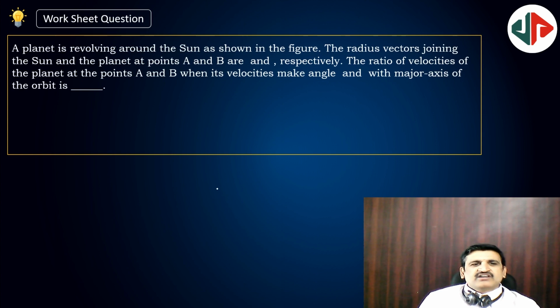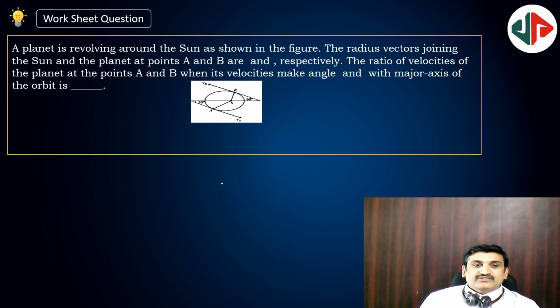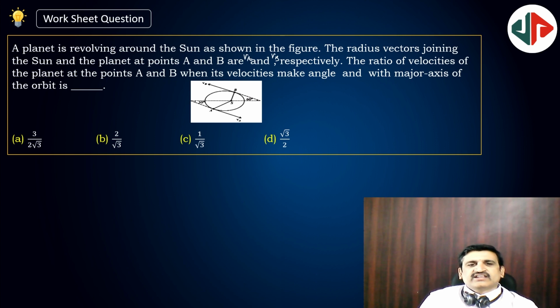A planet is revolving round the sun as shown in the figure. Good picture. The radius vectors joining the sun and the planet at points A and B are, here the letters are missing, maybe R_A and R_B. We will observe the options. I can call them R_A and R_B respectively. The ratio of velocities of the planet at points A and B, when the velocities make angles with the major axis of the orbit, is? Observe the picture carefully. Here the angles are also given.